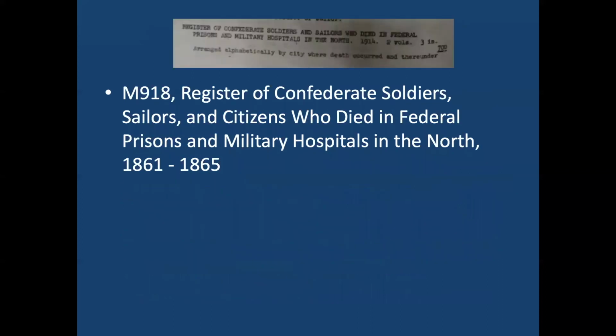So there is an interesting list, a register of Confederate soldiers, sailors, and citizens who died in federal prisons and military hospitals. This, years ago, was a Broderbund CD. It's been published many times, including on CD. Its title varies. I've seen it titled as Confederate Soldiers, Civil War, 1861 to 1865, but really, truly, it's only those who died in federal prisons and military hospitals in the North. So you get the impression it might be all the Confederate soldiers, but these are just the Confederate soldiers who died in prison camps and military hospitals.